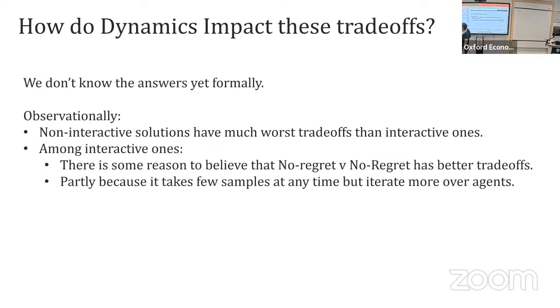Among interactive ones, there's some reason to believe that no regret versus no regret is probably going to be a little bit nicer than the other ones. This is partly because no regret versus no regret takes fewer samples at any one time and just has more iterations. So it's a little more sensitive to the evolution of the needs of an alpha, the different distributions.